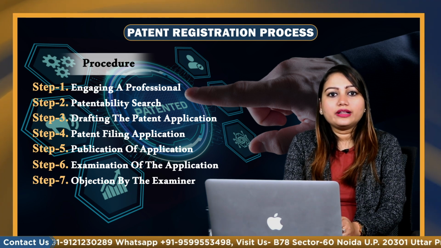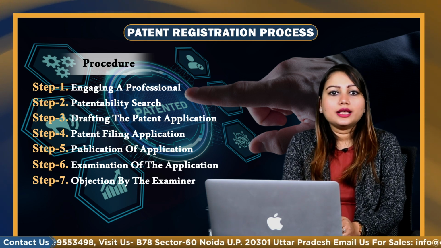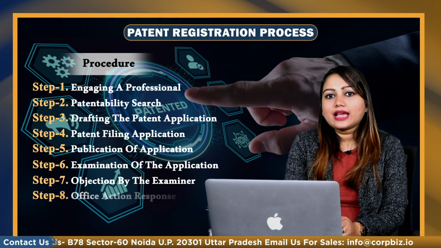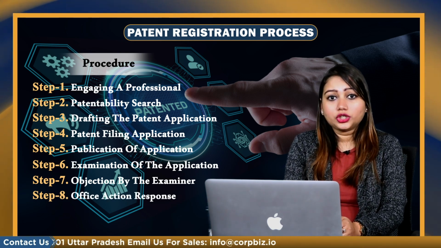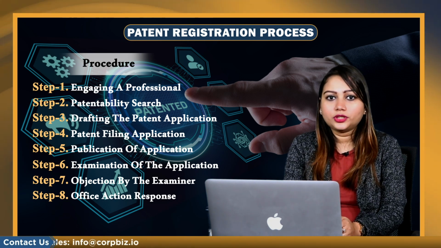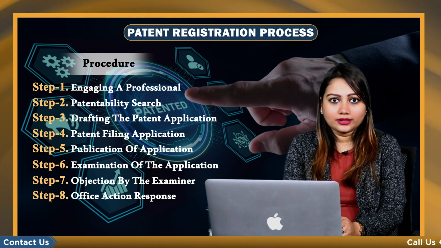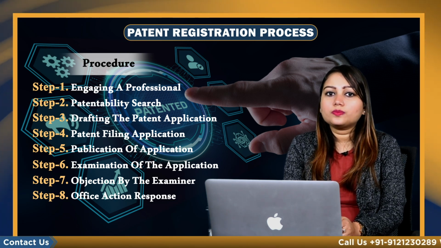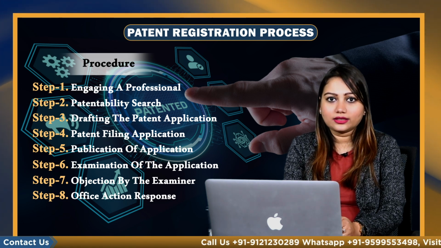The examiner will state all the objections related to the application. Step 8 includes office action response. Once the examiner issues the examination report, the applicant has to successfully revert on the objections raised by the examiner to receive a patent grant. The applicant has to respond to examination reports, appear for hearing, etc.